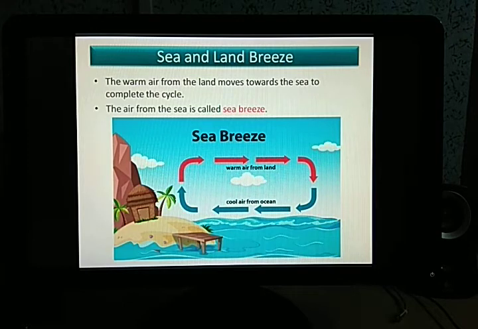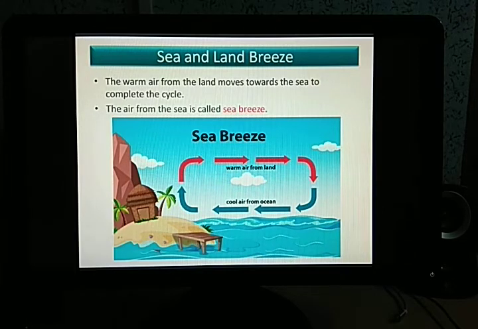And always there is a wind or breeze blowing near the coastal regions. You will never see that there is no wind blowing. Always near the sea shore or the coastal areas, there is wind blowing continuously because of this mechanism.